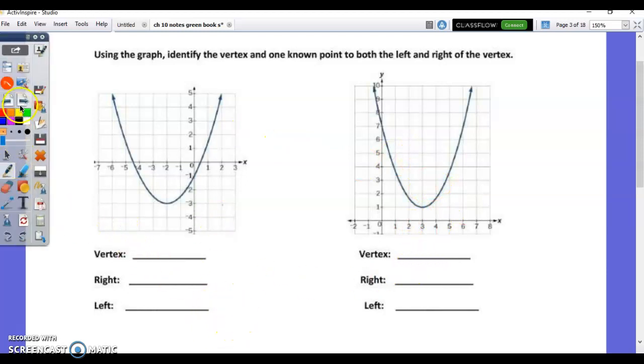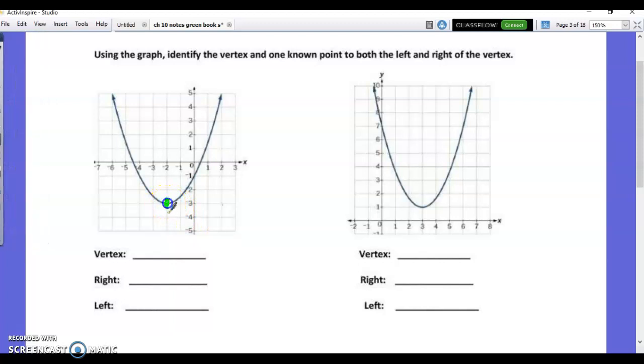So I'm going to label my vertex. I'm going to put a dot where my vertex is. Remember, that's that minimum. It's the low point. Remember, your x is first. This is your x. This is your y. See x here, y there. So our vertex for this graph would be -2 for my x and -3 for my y. All right. Now one known point to the right.